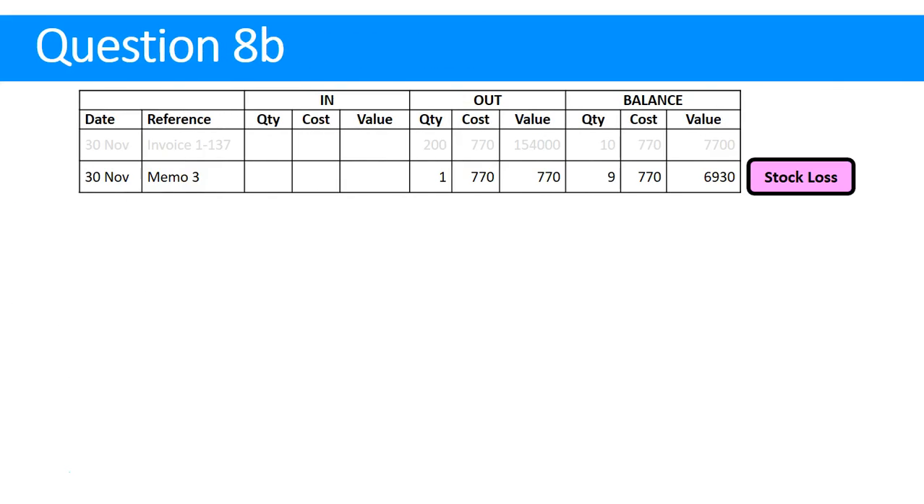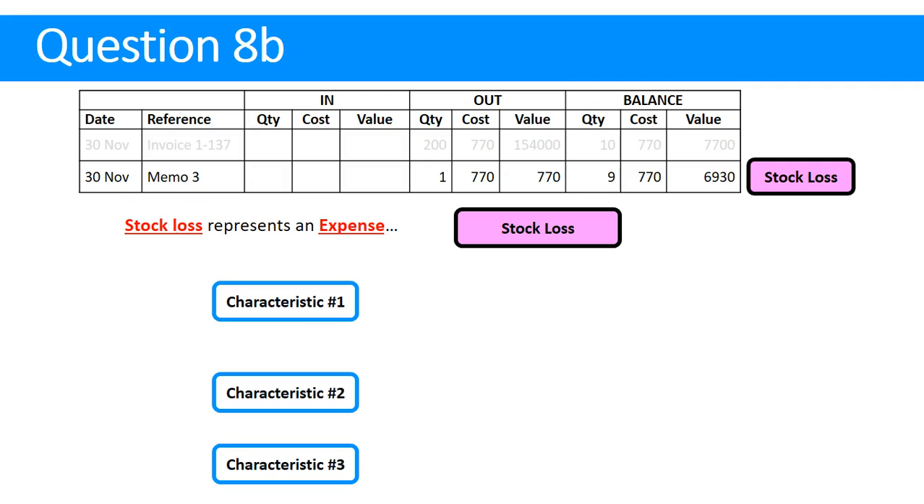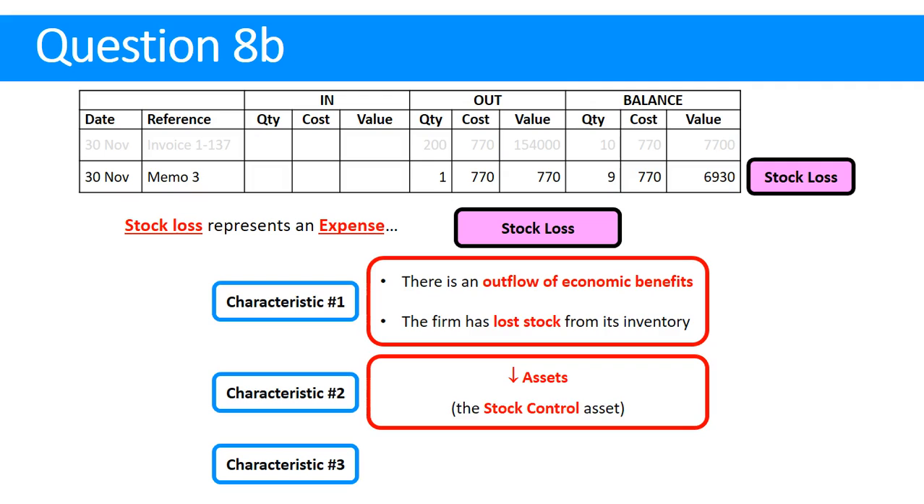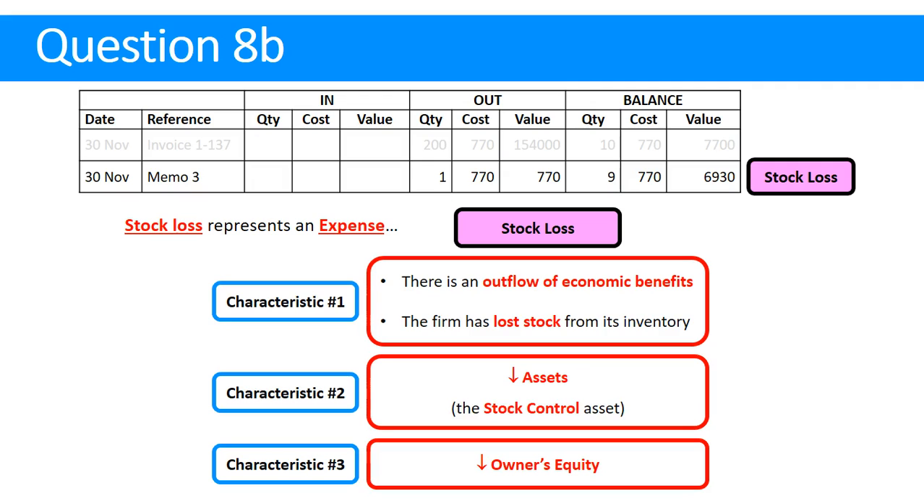The next thing that happened was we recorded a stock loss. So what just happened? We recorded an expense. Why is a stock loss an expense? You don't need to answer that here, but it does help you get your debits and credits right. It's a stock loss because there's an outflow of economic benefits. We've lost stock from our inventory. There'll be a decrease in assets called stock control. And lastly, there'll be a decrease in owner's equity.